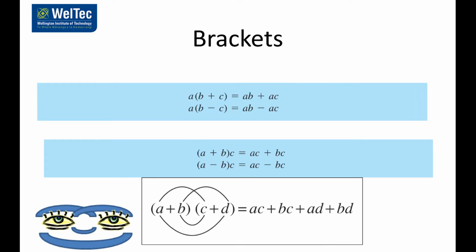Just going over the distributive laws, this is a times b plus a times c, and the same for subtraction if it's a times b minus a times c. And it makes no difference whether the variable is at the end, it's still c times a plus c times b. So that would be AC minus BC, and AC plus BC for the top one.